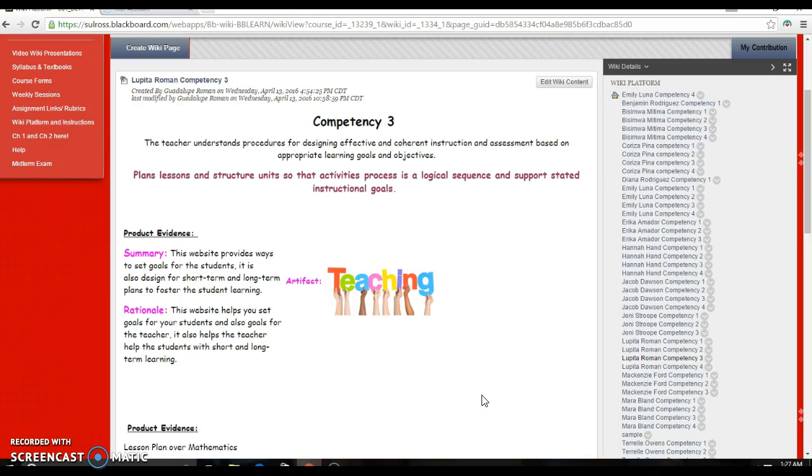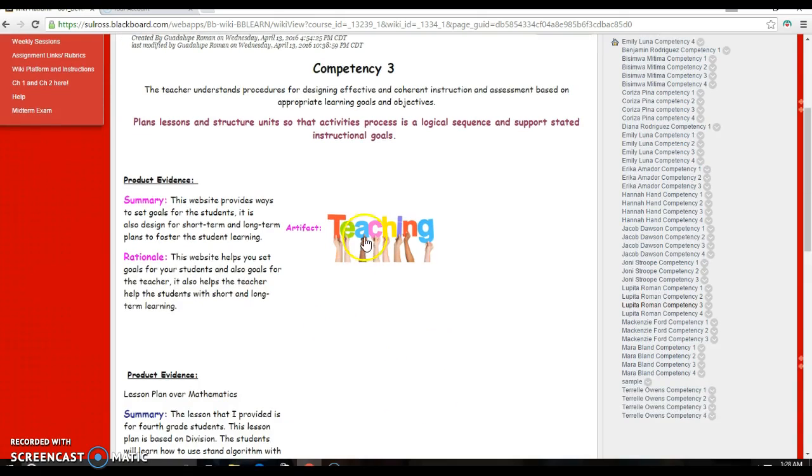Okay, continuing to Competency 3, the teacher understands procedures for designing effective and coherent instruction and assessment based on appropriate learning goals and objectives. For my statement, I picked plans lessons and structure units so activity process in a logical sequence and support student and instructional goals. For my product evidence, my artifact is this website.